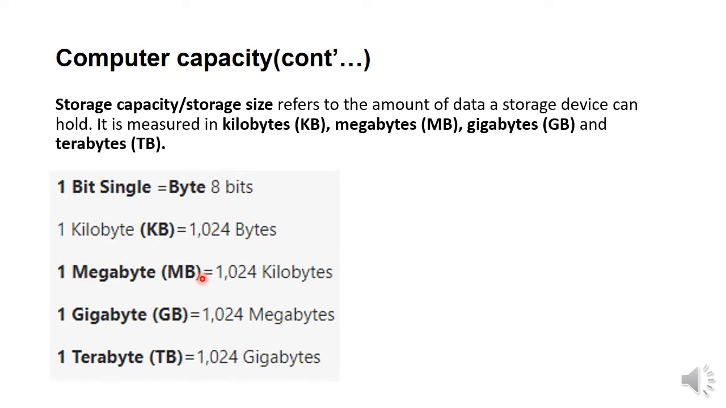So 1 megabyte is equal to 1024 kilobytes. If you want to convert 1 megabyte into bytes, you take the value of a kilobyte in terms of bytes, which is equal to 1024 bytes, and you will discover that 1 megabyte will be equal to 1024 times 1024 bytes.